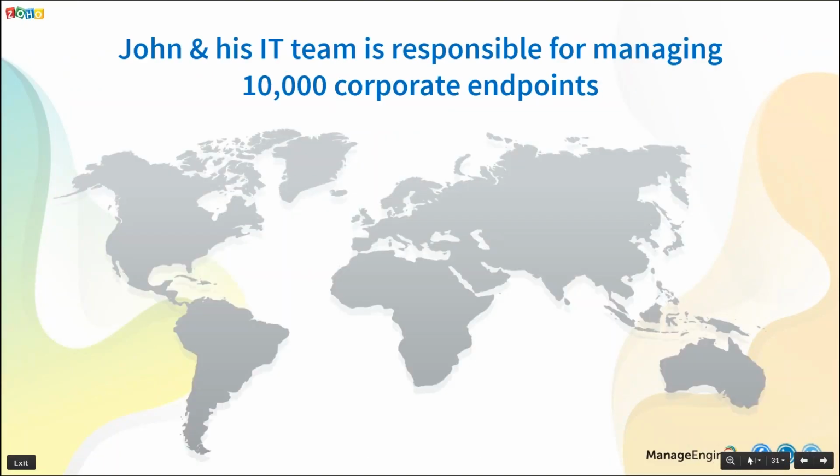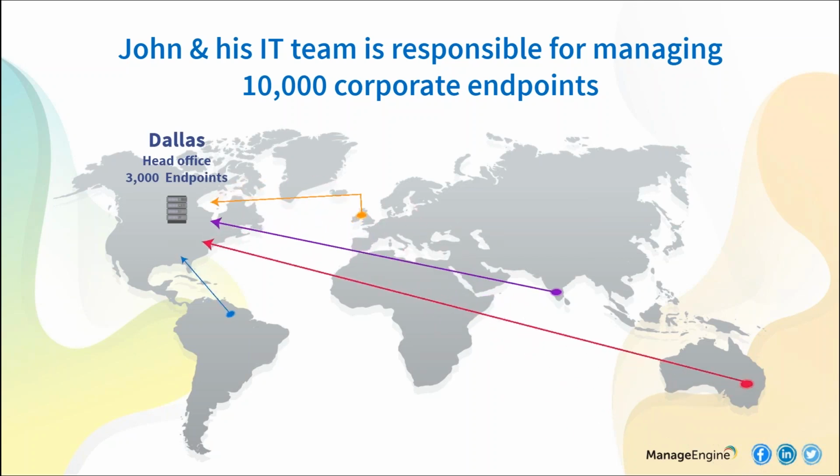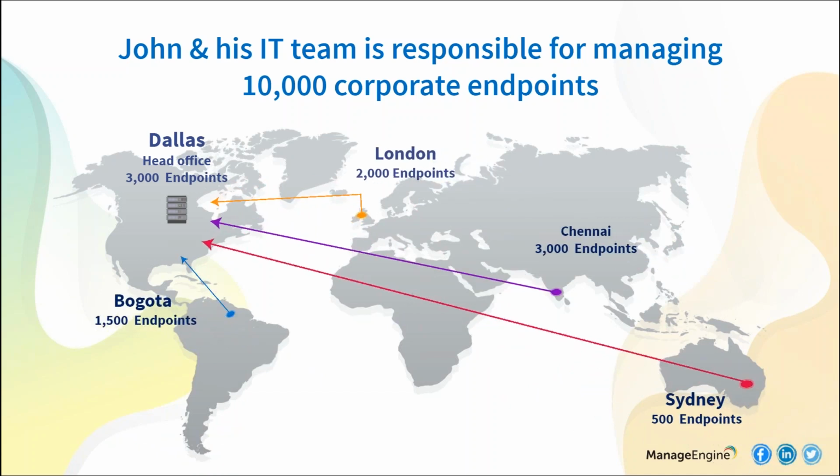Now, to understand the workflow of software deployment, we'll get into a real-time example. Let's take John and his team, who are responsible for managing 10,000 computers across the globe using Desktop Central. He has his central server installed in Dallas with 3,000 endpoints, and he has 4 other remote sites in Pagoda, London, Chennai, and Sydney.